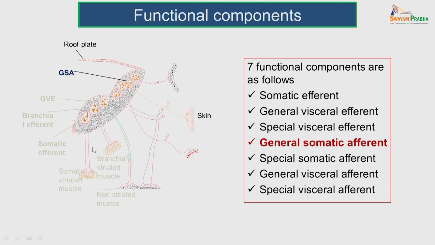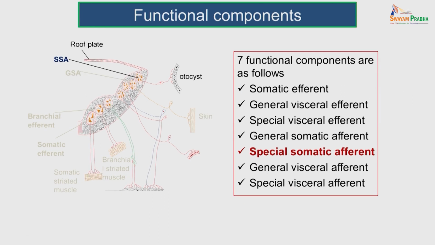Then coming to the afferent columns, the general somatic afferent. Somatic means body wall, afferent means the sensation from the skin, so we call it the general somatic afferent. And what is the special somatic afferent? It is from the auditory and cochlear nucleus, the structures derived from the otocyst. We call it the special somatic afferent column, that is the auditory as well as the vestibular component.